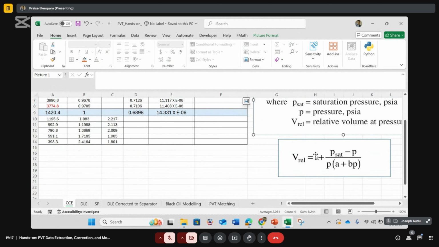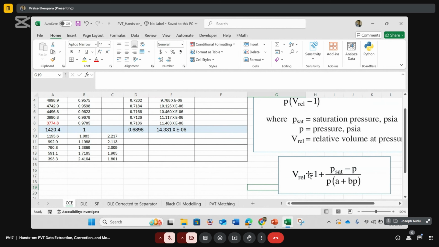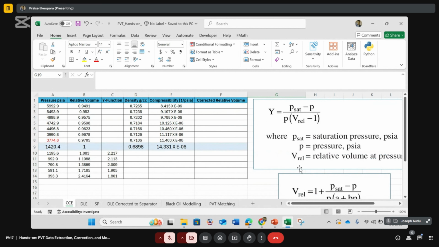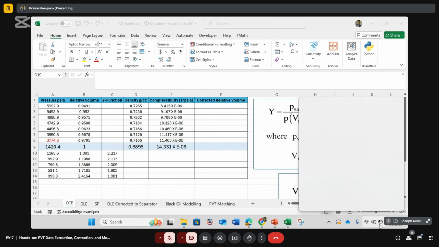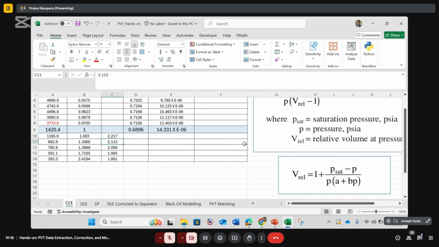Okay, but when you want to do the correction, remember what you want to find now is your Vrel. So how we do it, there are stages of doing the Y correction. The first stage is that you need to make a plot of Y, that's the Y function, against pressure. So when you make a plot of this against this, you now fit a trend line on it and get your intercept and your slope.